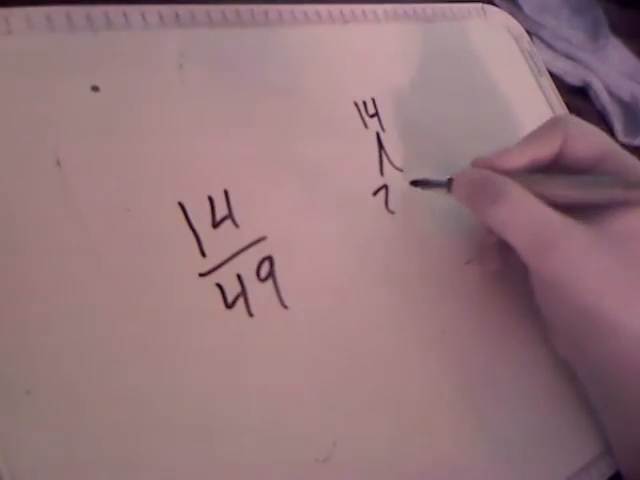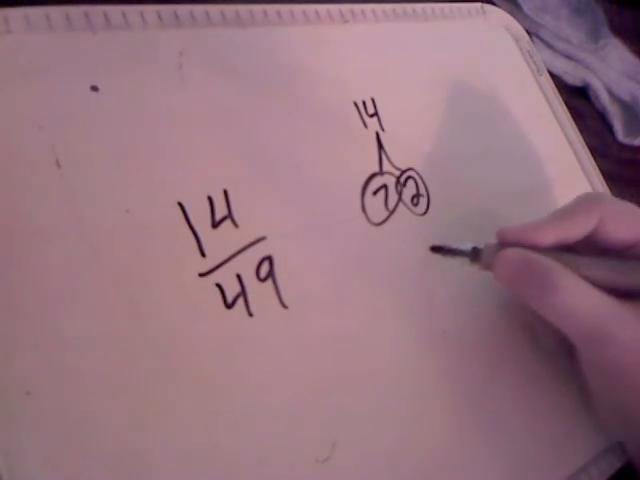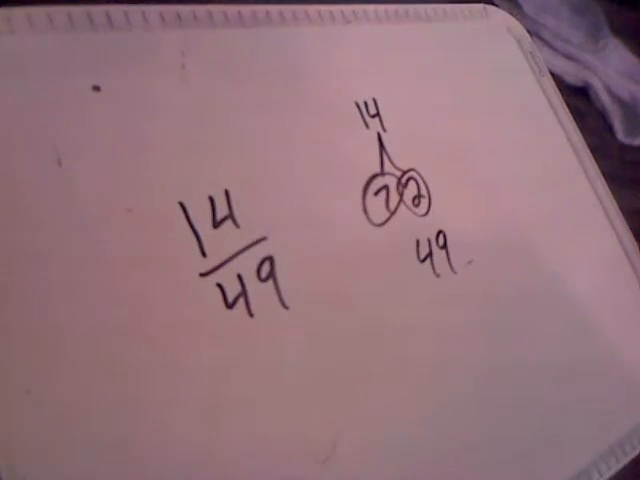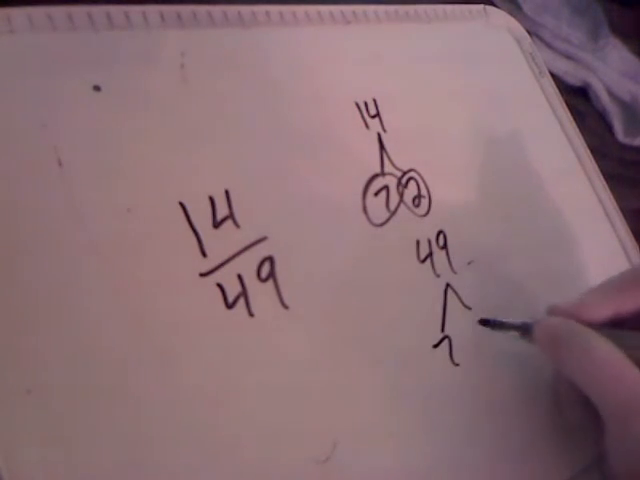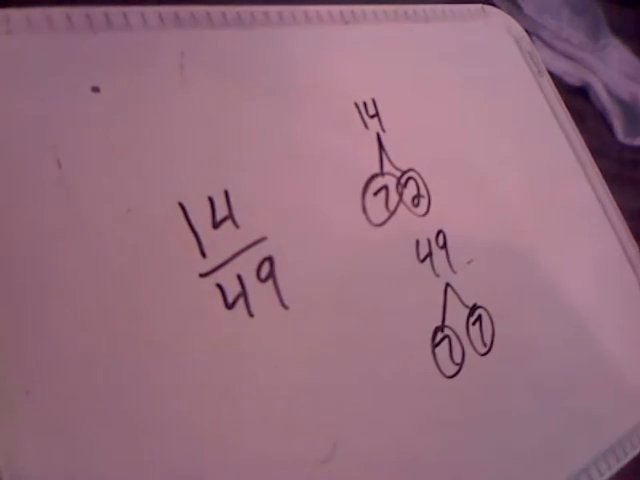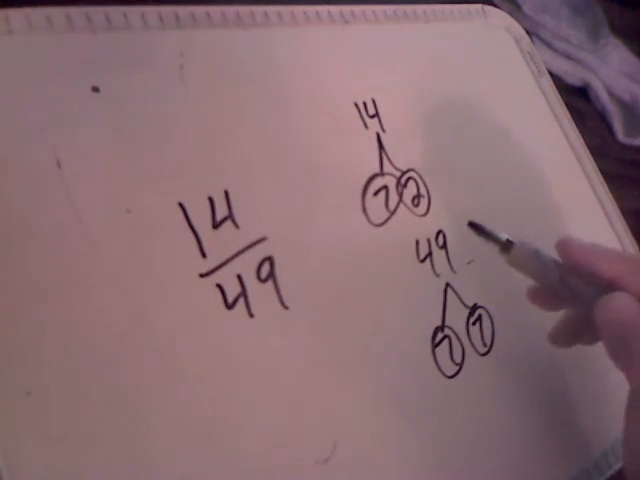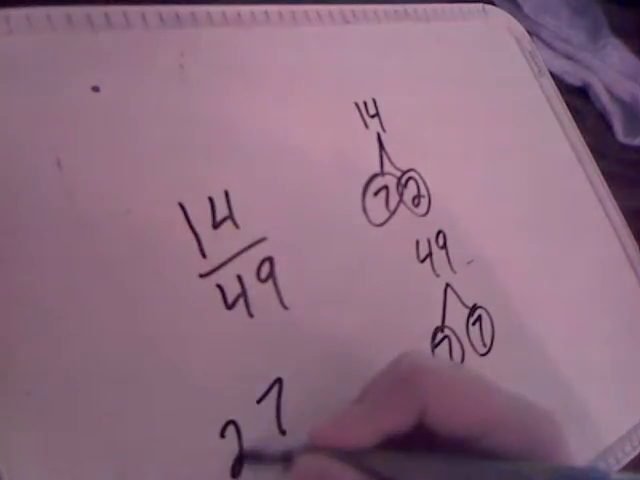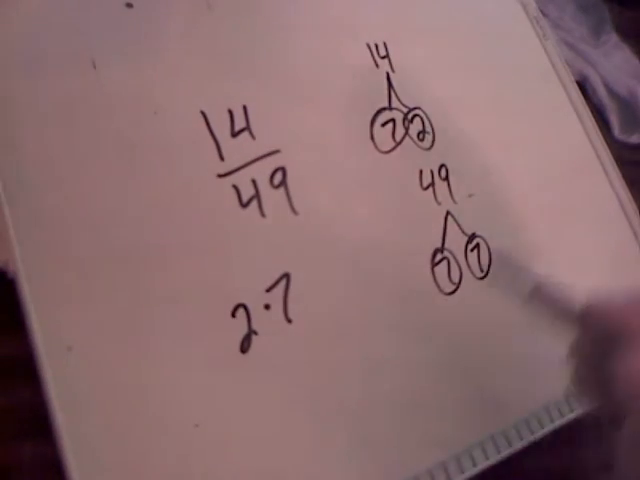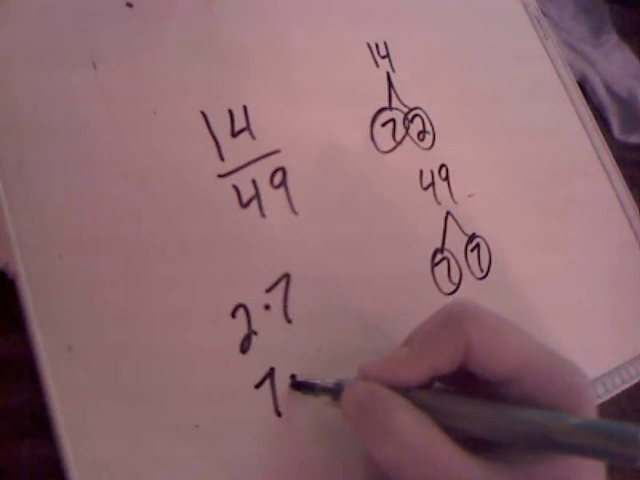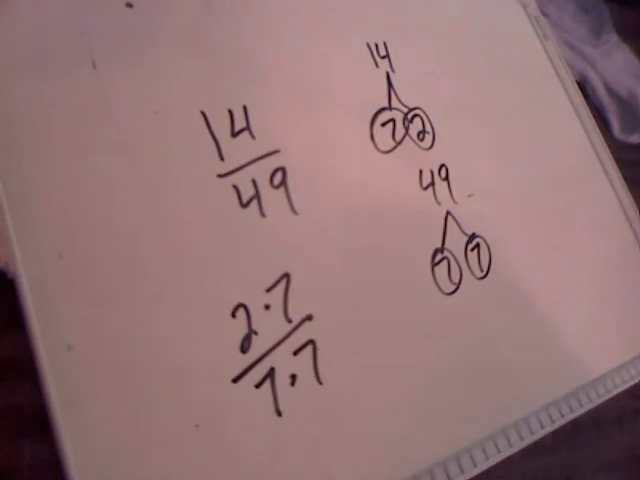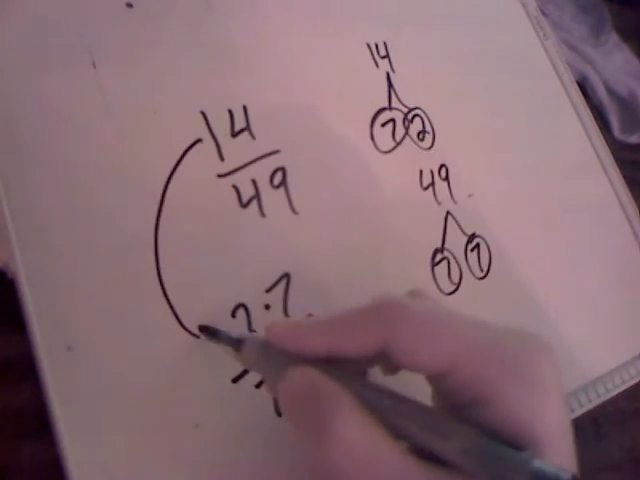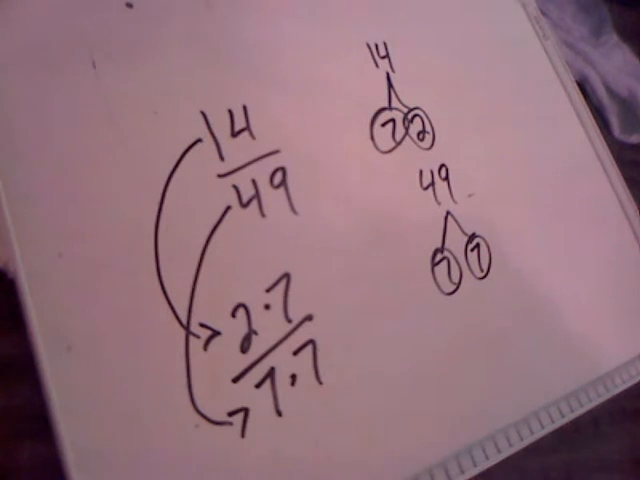So 14, the two factors of that are 7 and 2. And then we have 49. The factors of 49 are 7 times 7. What we're going to do is take those factors and replace it. So instead of 14, we're going to write 2 times 7. Instead of 49, we're going to write 7 times 7. Same thing, 14 is 2 times 7, 49 is 7 times 7, just written a little bit differently.